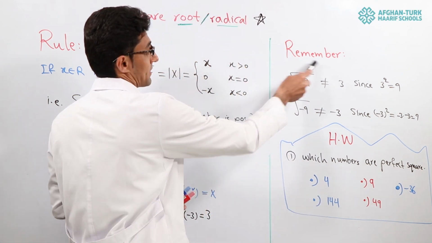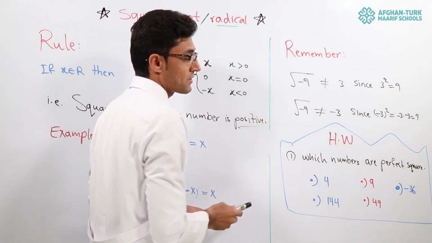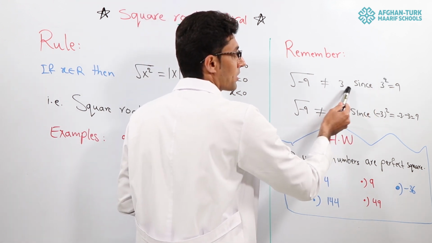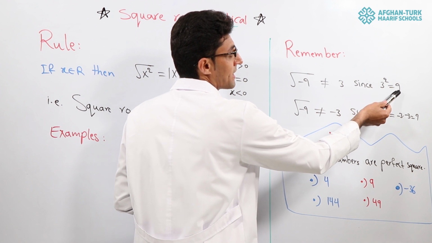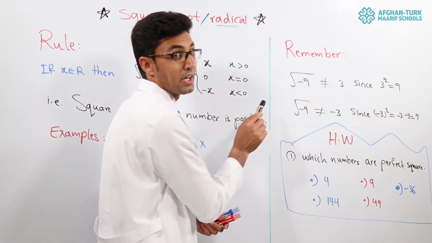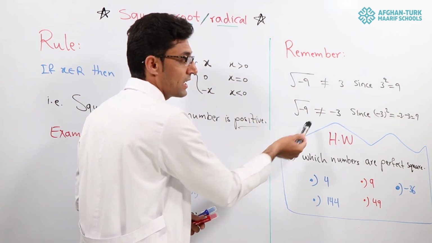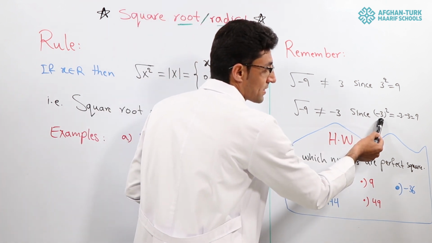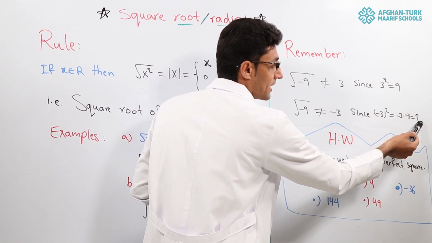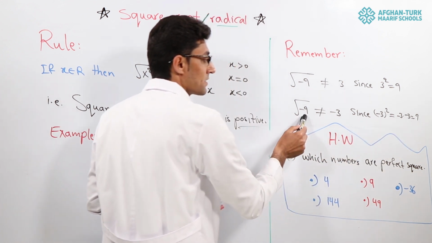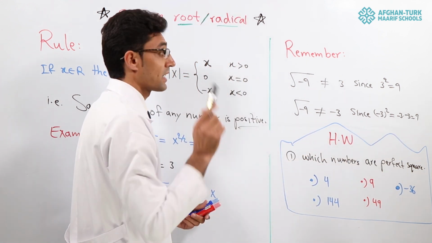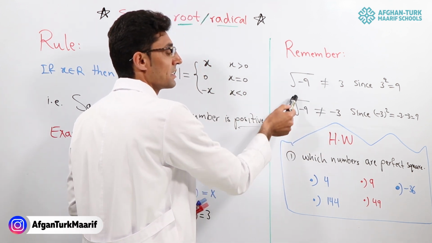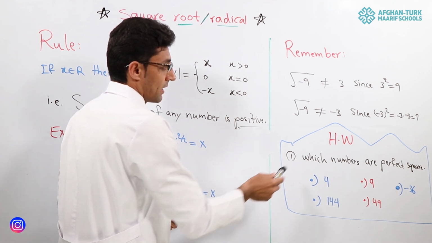Now, remember that the square root of minus 9 is not equal to 3. Why? Because 3 to the power of 2 is 9, not minus 9. The square root of minus 9 is not equal to minus 3. Why? Because minus 3 to the power of 2 is 9. Remember, we will never have a negative number under the square root.